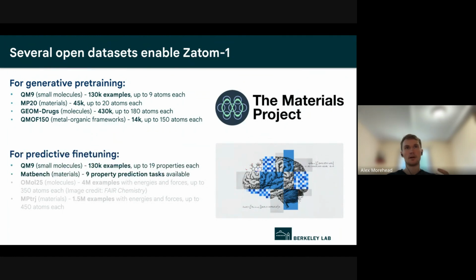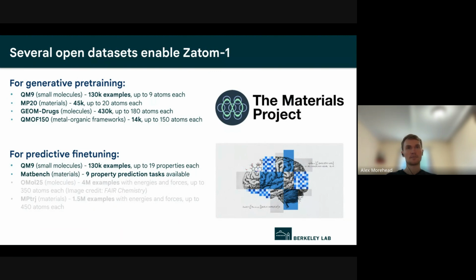Once we pre-train the model, typically with QM9 and MP20 as a baseline, then we can fine-tune it on data sets with, for example, property prediction labels. For QM9, we have access to 19 property labels calculated with DFT for each of the molecules. So we can basically fine-tune some additional property prediction heads coming off of Zatom's trunk and try to predict properties out of the model. We can also do material property prediction with a data set called MatBench, where there are 9 property prediction tasks available.